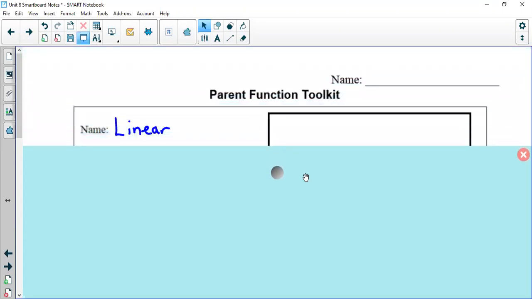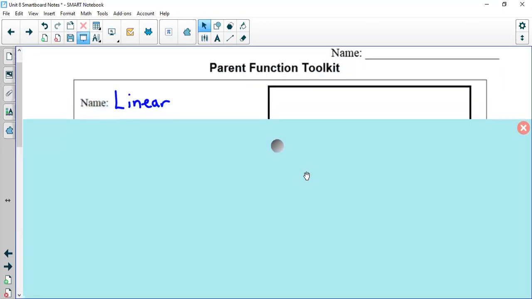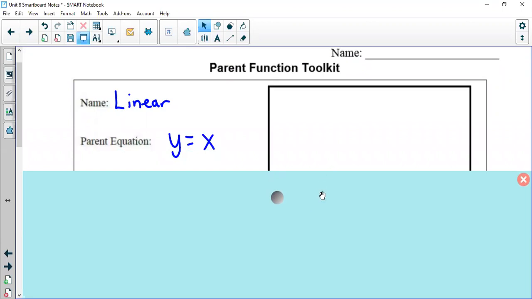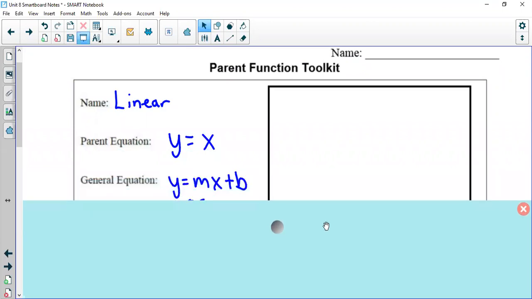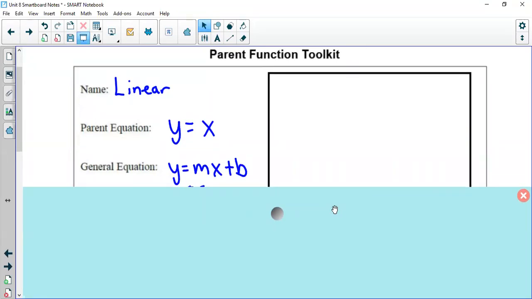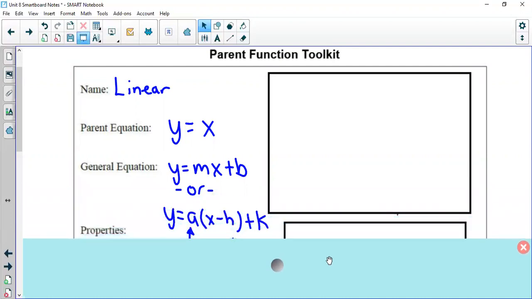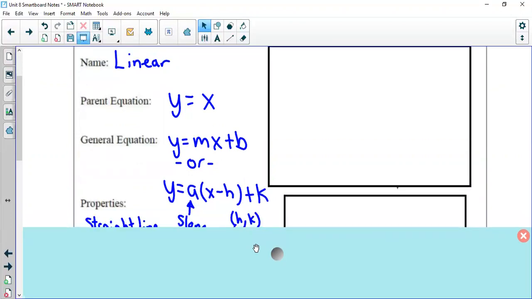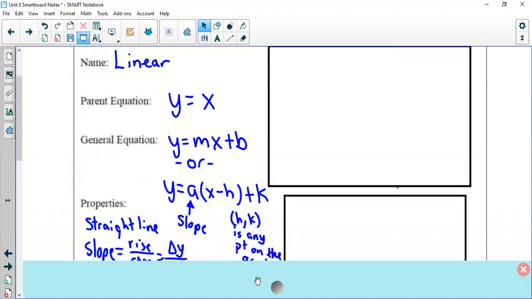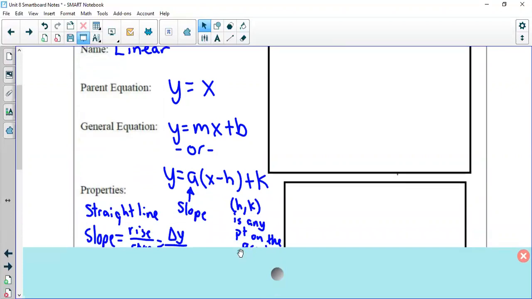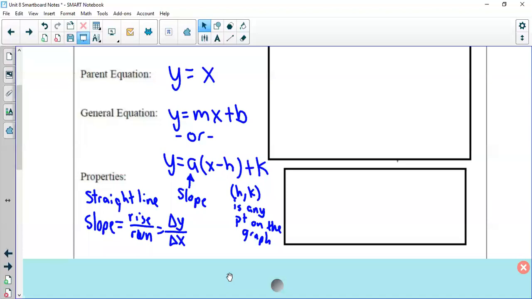So the very first parent graph that we started with was linears, and that is a line, so that was y equals x. It's the simplest form. We've often seen it as y equals mx plus b. That's the most common form we've seen a line as. But we can also put the a, h, and k in there. And remember, the a always goes in the very front, so that would be the equation y equals a. And then the x minus h are always together. So after that, we had our x minus h, and then we have our plus k, always at the end, that lonely k. In this case, the a would be our slope, and our h, k would be any point on the line.